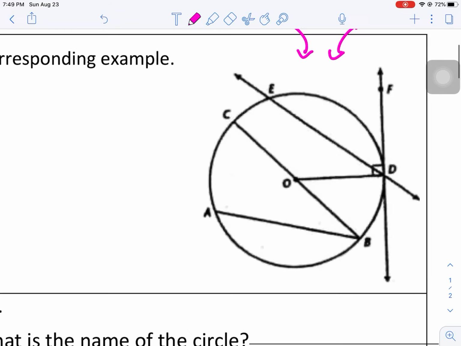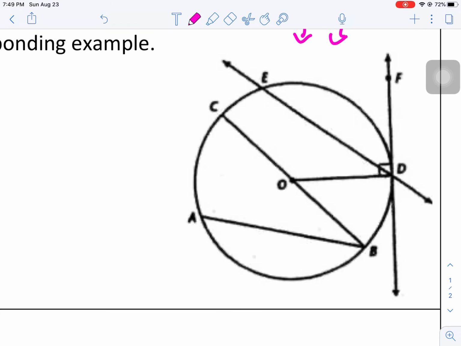Now if we look at this picture, I really see three radii. If you remember, a radius is a segment from the center to the edge. There's one: OD, with that segment symbol, is a radius. C to O is one, and from O to B is the last one. There's your three to choose from.